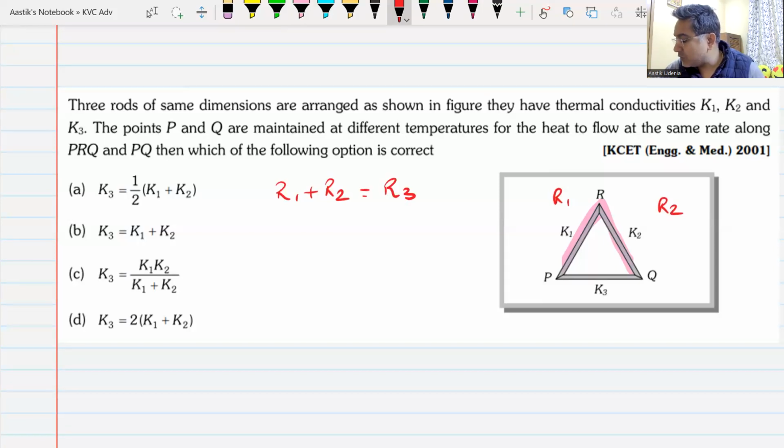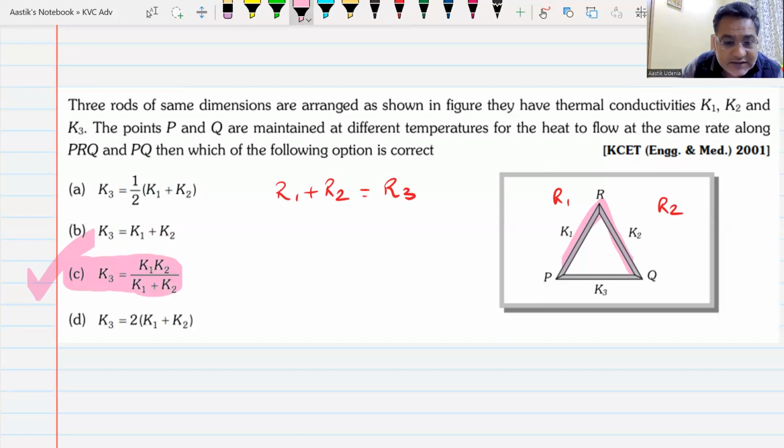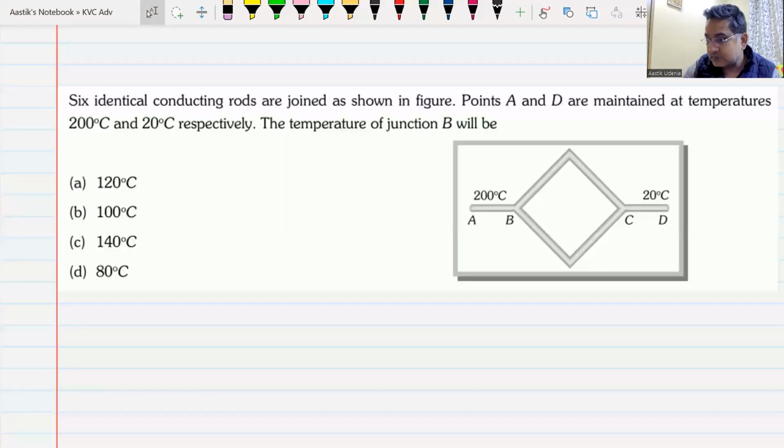And that will be equal to R3, the resistance of the third rod. Yes or no? Yes, sir. Then the correct option would be option C. Do we understand this? Yes, sir. Everyone understands this? Yes, sir. This is the next one. Simple question. I'll give you 2 minutes to give me the answer for this one.